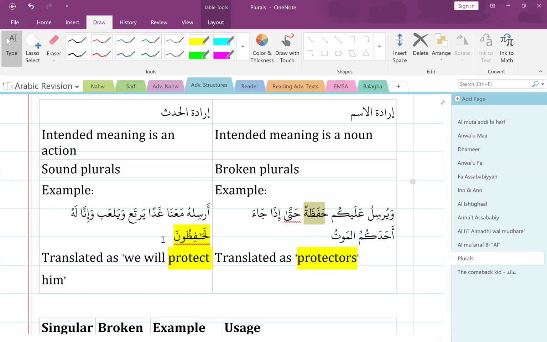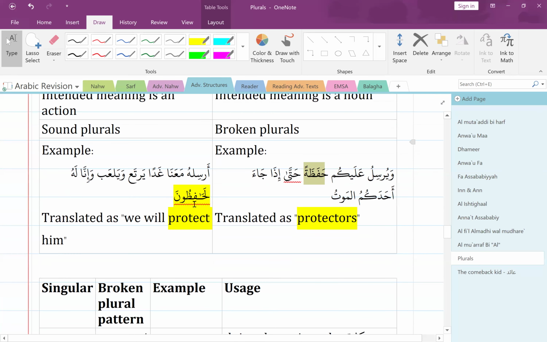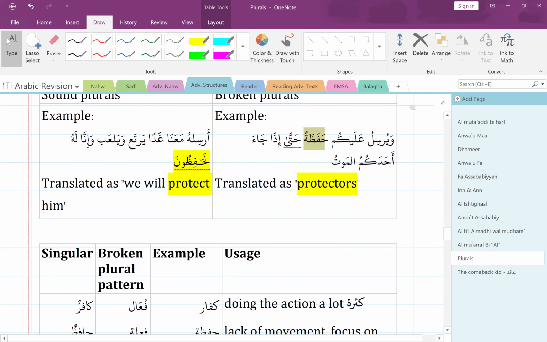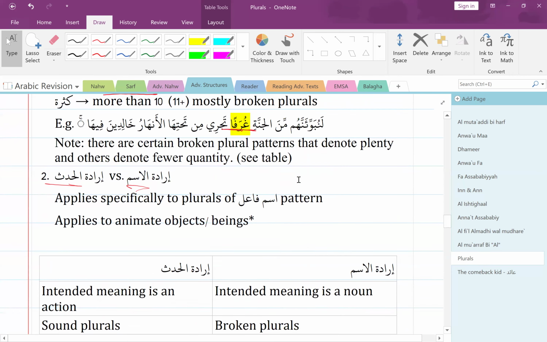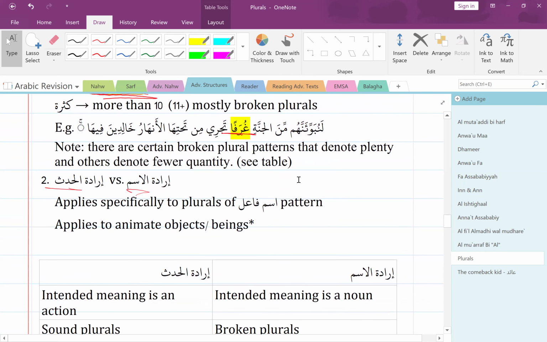What is being intended? Is it the action that is being intended, or is it just the noun itself? Again, remember, it's mostly ism fa'il that we're talking about here, and that's why this discussion comes about, and it mostly has to do with intelligent beings, not inanimate objects. For example, here hafidun is people, the brothers of Yusuf. Hafadatan here is messengers, like angels. Any questions so far on that? Because that's basically the discussion of broken and sound plural. Those are the two things you look at when you're looking at broken or sound.